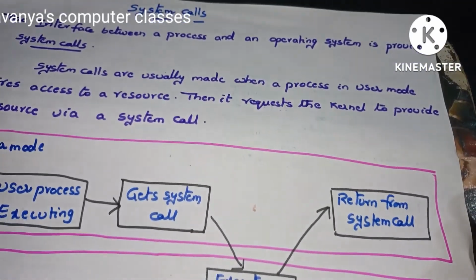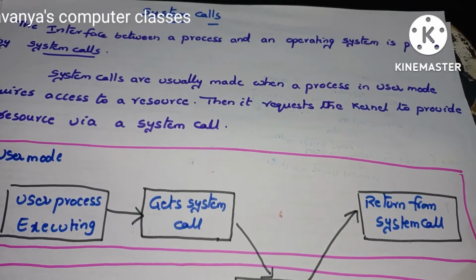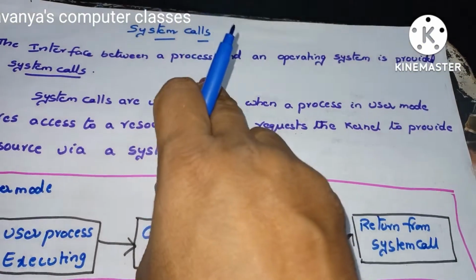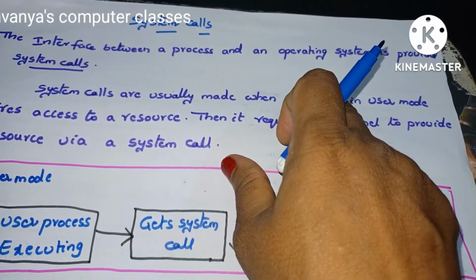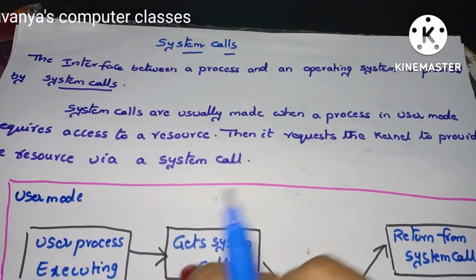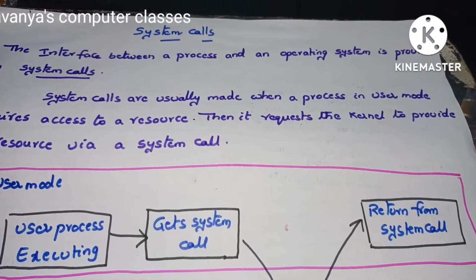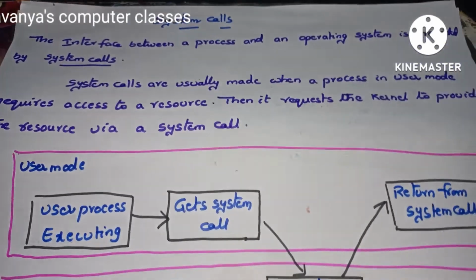In this video, I will explain system calls in operating system. So what does a system call mean? A system call is an interface between a process and an operating system. If you need any interface between a process and an operating system, we require system calls.